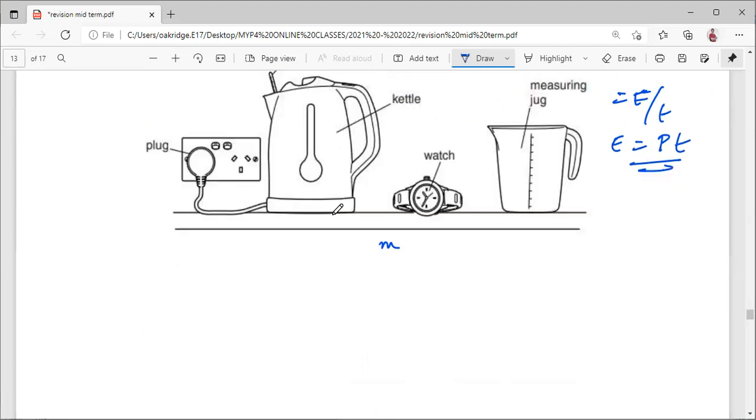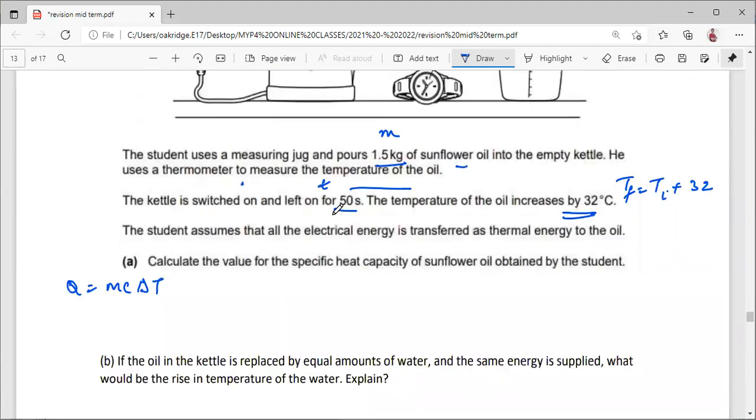Let us go down here. So therefore, what is Q? Q is energy, so I will be able to write P into T here. This should be equal to m, which is given to you, times c, which is not known, times delta T, the change in temperature. Here, final temperature minus initial temperature is 32. So TF minus TI is equal to 32. The difference in temperature is equal to 32, so delta T is also given.